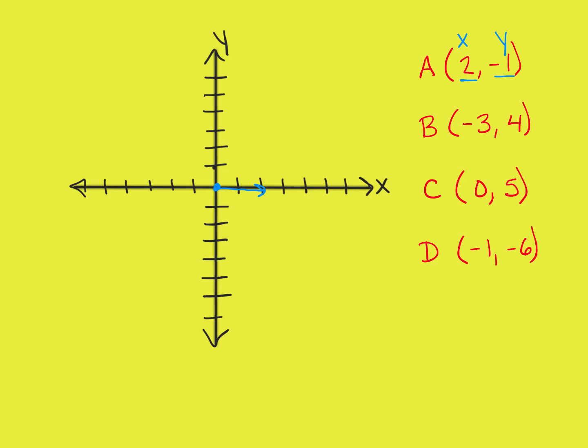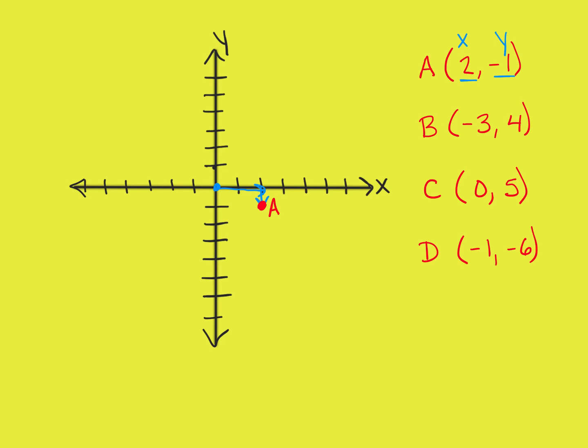And then my y is -1. That tells me what I'm going to do up or down. So I'm going to go down 1 because y is -1. So I get this point right here at 2, -1, and I'm going to label it point A.